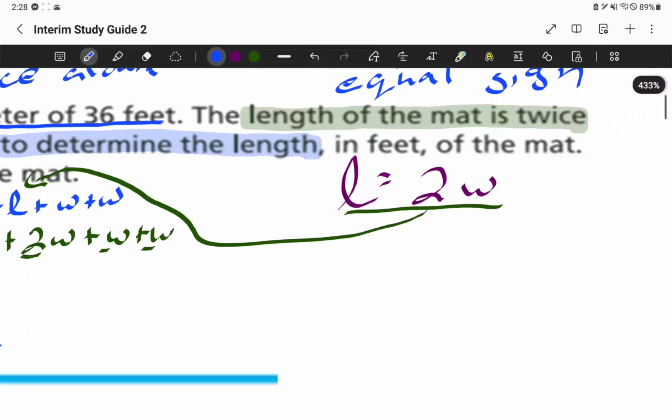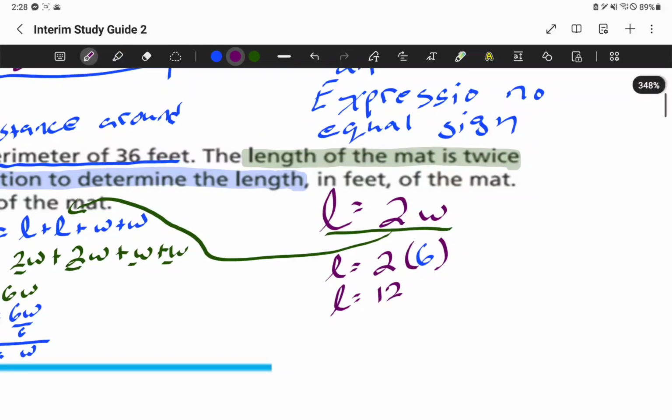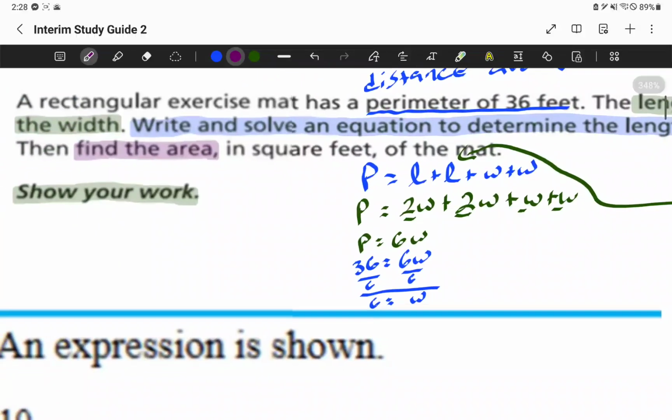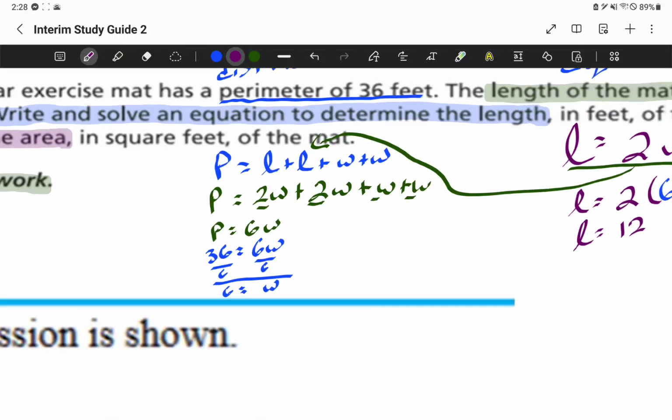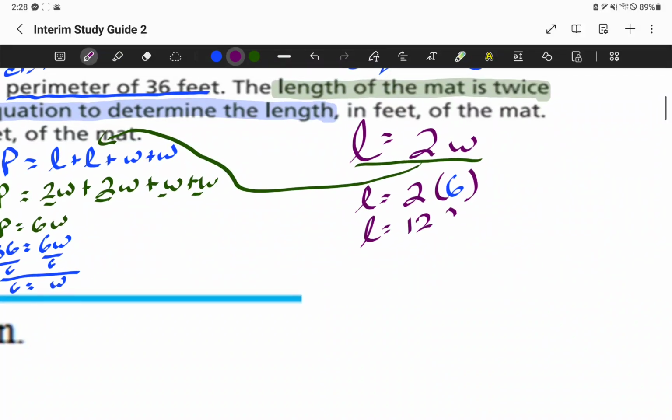So I come over here. My length is 2 times 6, because it's twice the width. Well, 2 times 6 is 12. So I wrote my equation and solved it to determine the length. So the length is 12 feet.